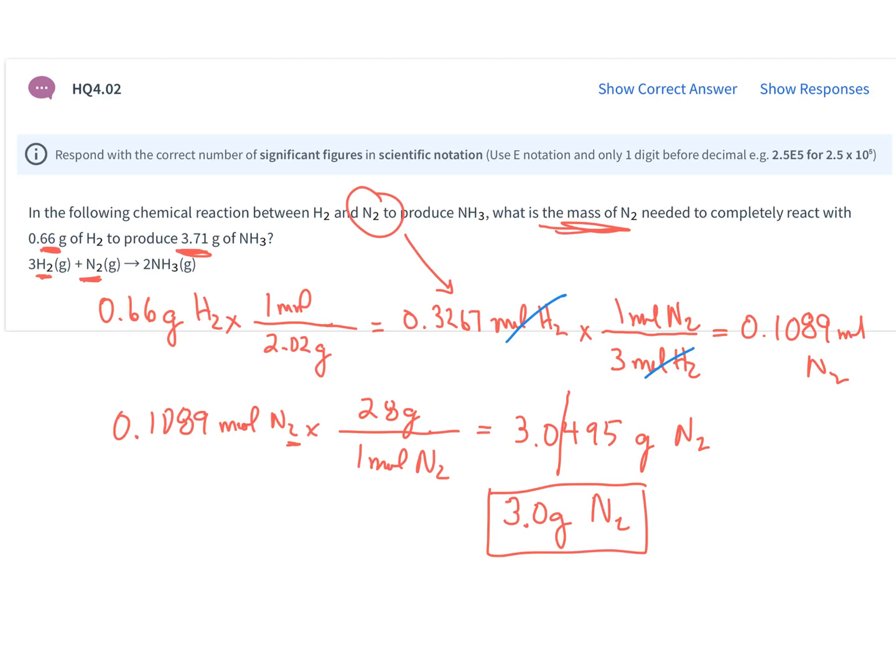You should feel very comfortable with this process going from mass to moles. Then, after I went from mass to moles, I used the molar coefficients from the balanced chemical equation as my ratio to convert from moles of hydrogen to moles of nitrogen. Once I had moles of nitrogen, then I could use the molar mass of nitrogen to convert from moles into grams of nitrogen based on the hydrogen with which I started. You should be able to start at any step in this process.